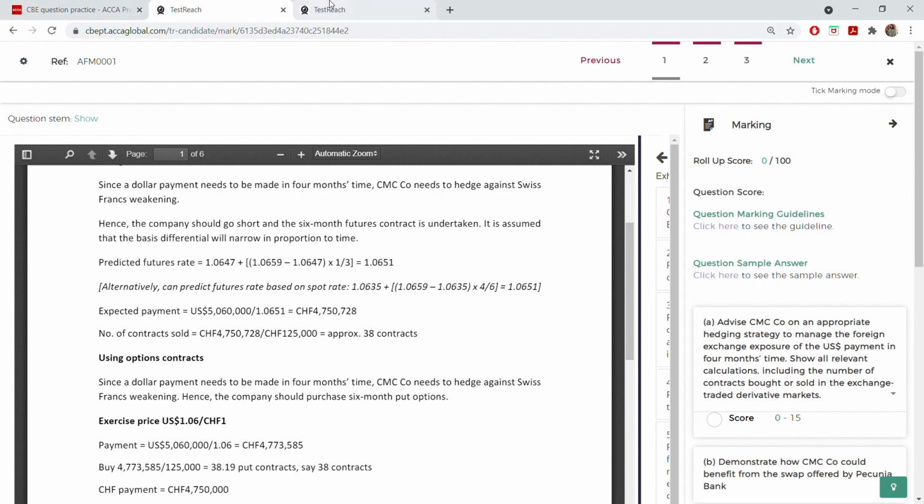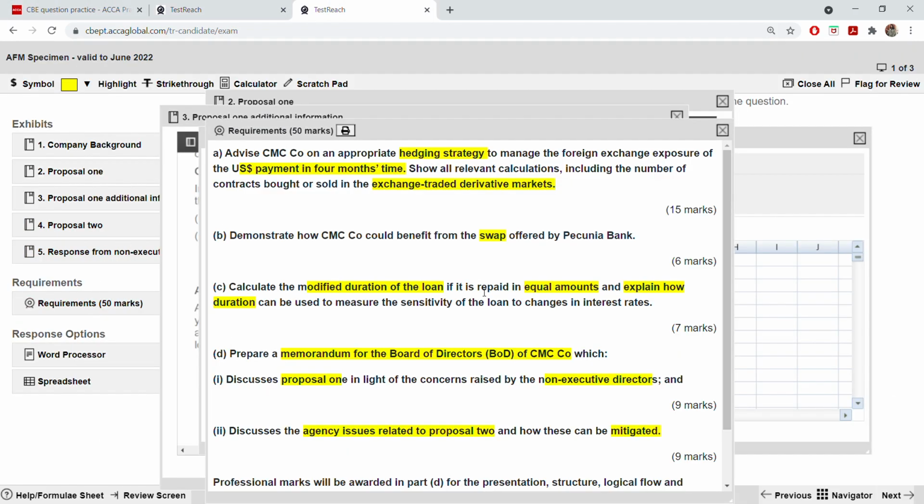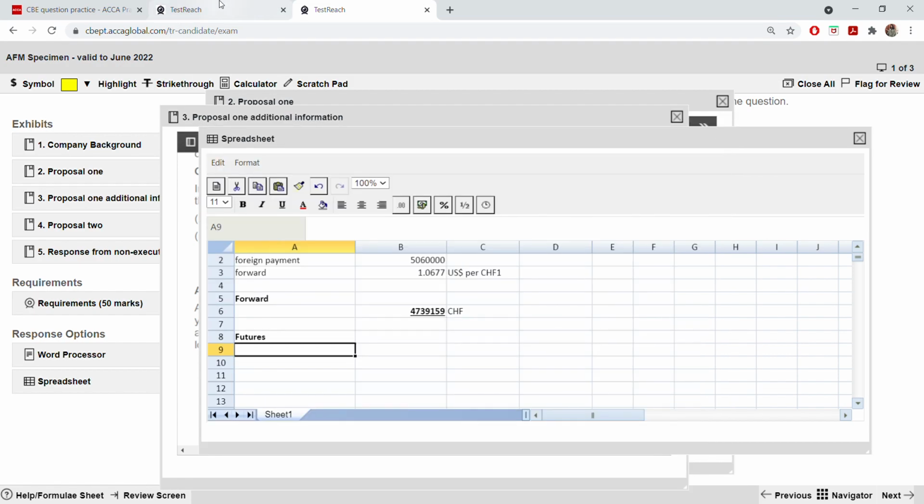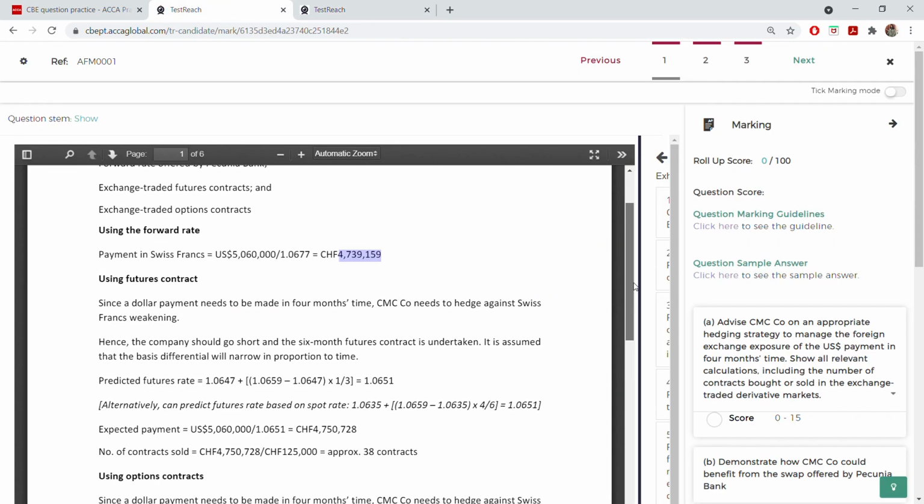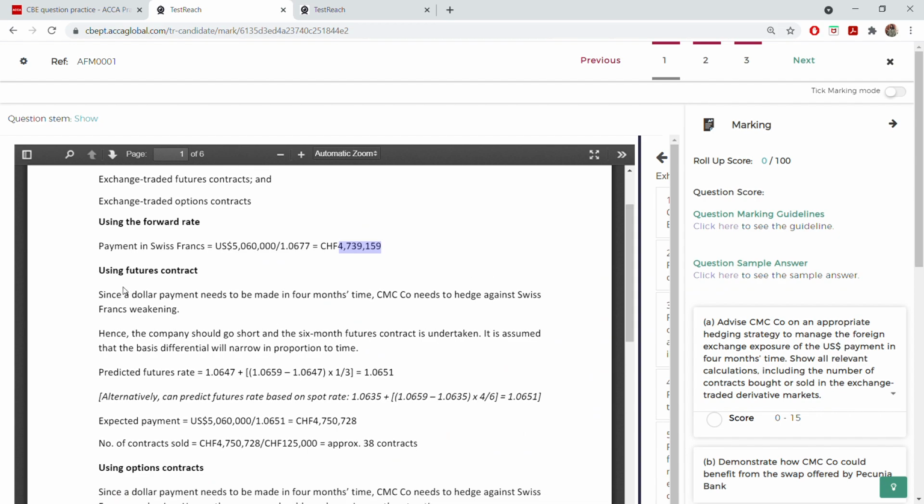Just let me take you to the requirement. Just see the requirement. They also asked you to include the number of contracts bought or sold. That also you have to include in your answer. So these things, okay. So if you see the answer, just see these things. I can just copy paste it from here: using future contract. You always need to write like this, whichever future you are taking.